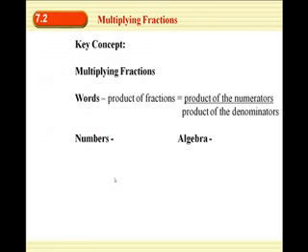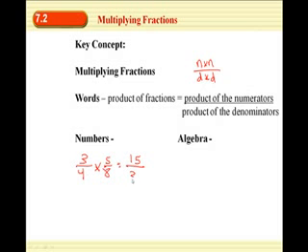Multiplying fractions. The product of fractions is the product of the numerators over the product of the denominators. That's where I was telling you it is numerator times numerator over denominator times denominator, and that's another way to write that. Number-wise, 3/4 times 5/8 is just 15 over 32. You just multiply straight across.